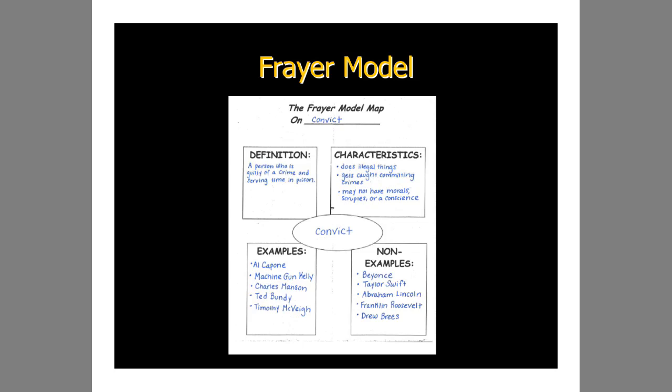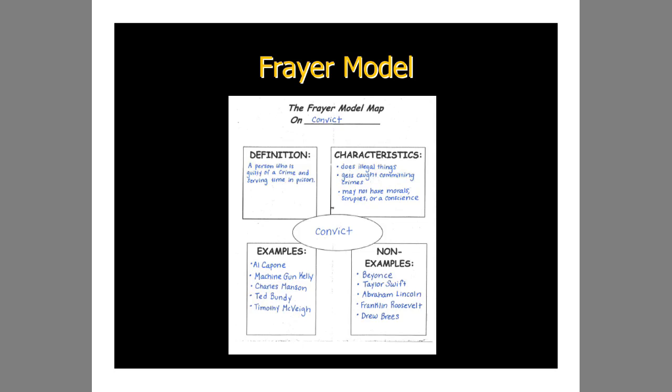In this case, I'm using convict, and I actually use this Frayer Model map in another class I taught where students are reading a book that is set on Alcatraz Island, and some of the secondary characters are convicts on Alcatraz. So I model how to do this as a teaching method to the students, so that's why I have this example here. And then in the third quadrant, we write down some examples, people who are convicts. So what we do is, as a class, we brainstorm some people who are famous convicts. And then we think of non-examples, and we think of people who certainly aren't convicts. For example, Beyonce and Taylor Swift are definitely not convicts, so we list them there.